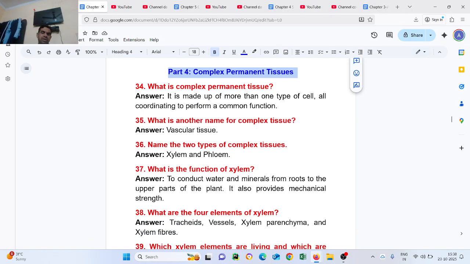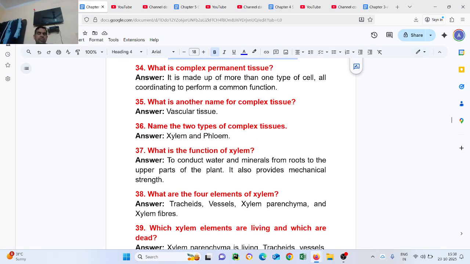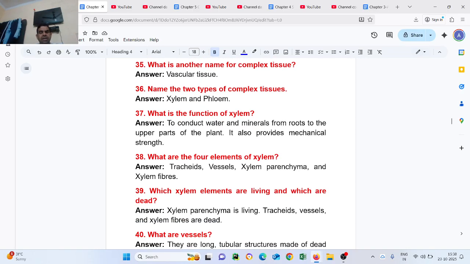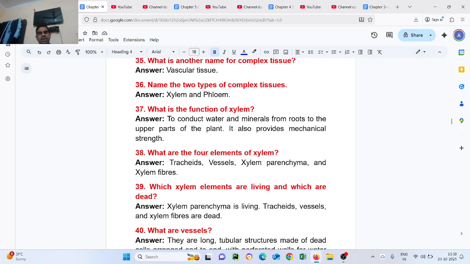Question number 38. What are the four elements of xylem? Tracheids, vessels, xylem parenchyma, and xylem fibers. Question number 39. Which xylem elements are living and which are dead? Xylem parenchyma is living; tracheids, vessels, and xylem fibers are dead.